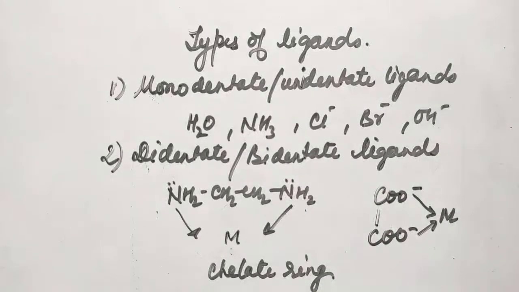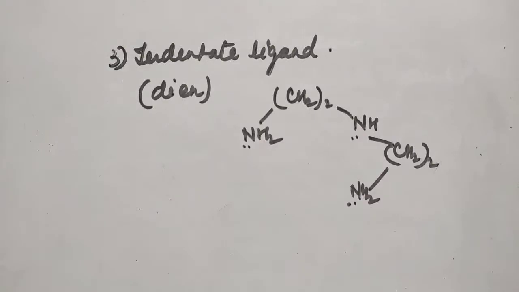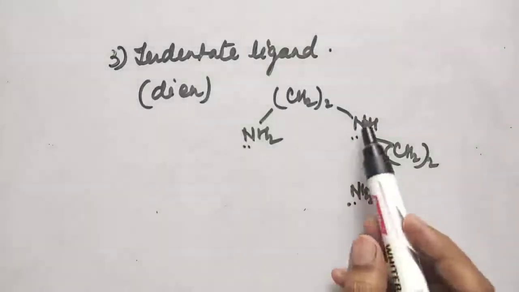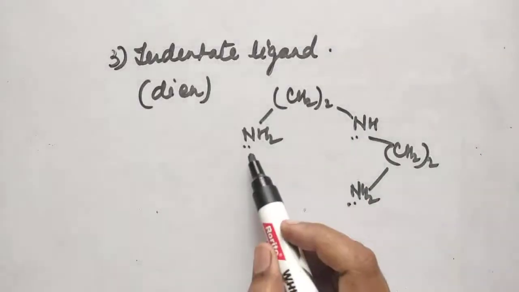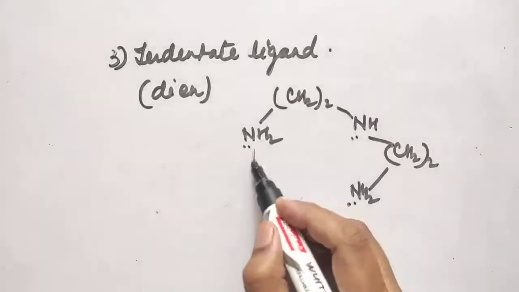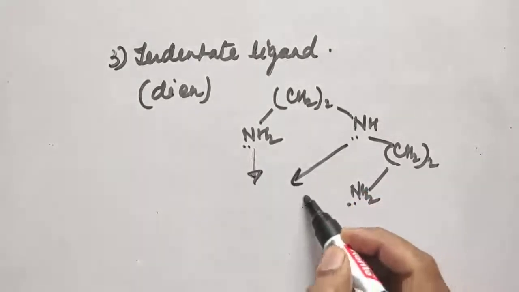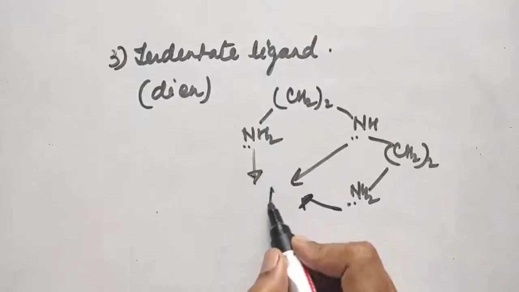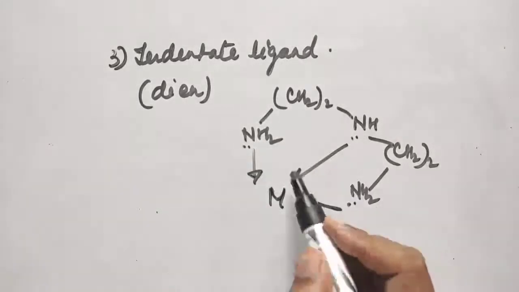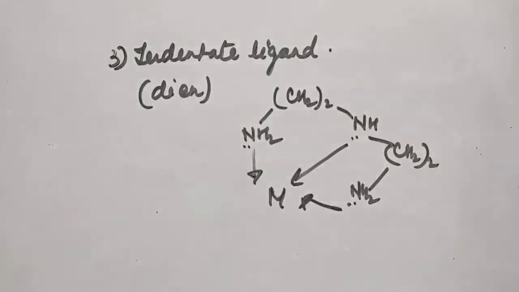The next example is of a tridentate or terdentate ligand. Terdentate ligands have three coordinating sites within one molecule. Here you can see the structure of diethylene triamine. Here the three nitrogen atoms are present, which have lone pairs of electrons, and they can coordinate with the metal ion from three sides, and thus there is a chelate formation here also.